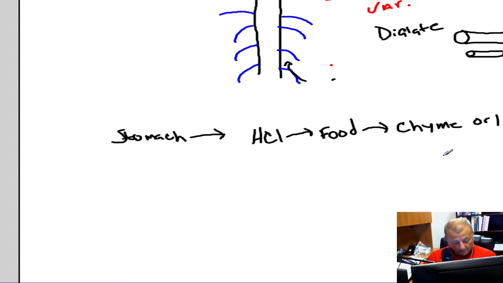And then we have the next part of the stomach. It's called the pyloric sphincter.